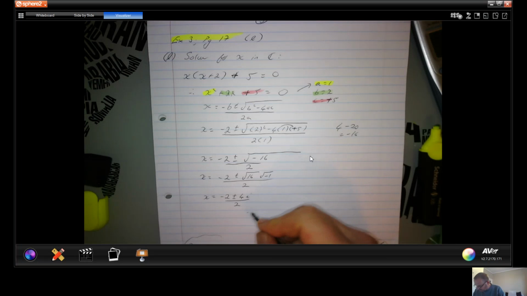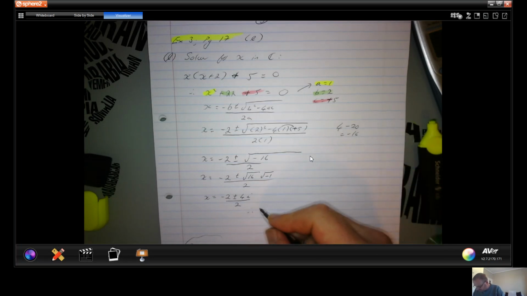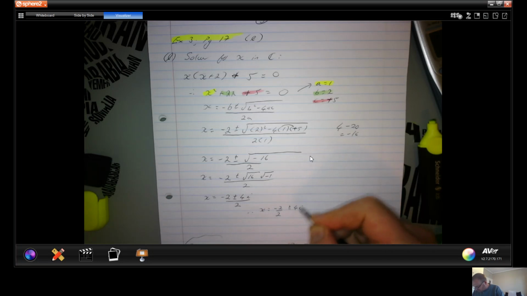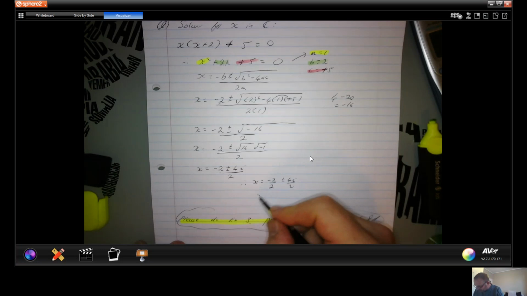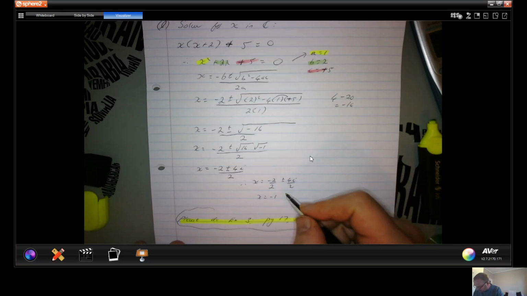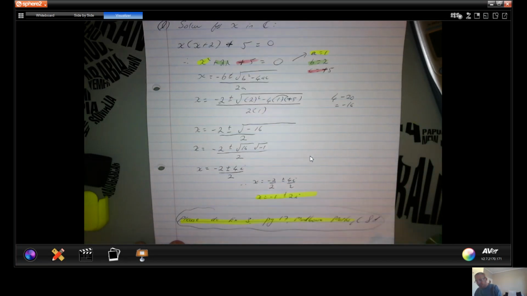You can make that quite a lot prettier, by the way. Remember, if it's all over 2, it means minus 2 over 2 plus minus 4i over 2. I would expect you to neaten that up a little bit. And you're going to get x is equal to minus 1 plus minus 4 divided by 2, 2i. So there is your pretty answer: x is equal to minus 1 plus minus 2i.